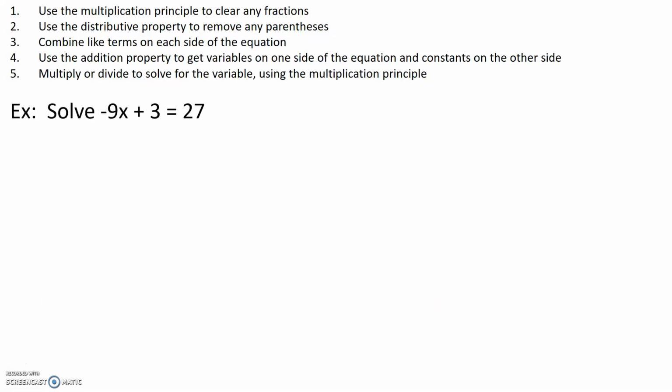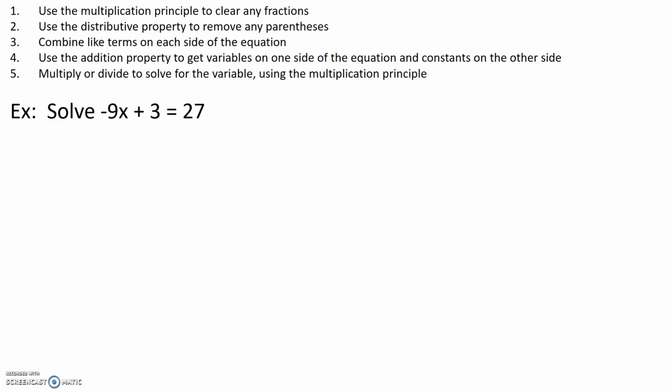Example 1. Let's solve negative 9x plus 3 equals 27. Let's go through each step. Step 1. Use the multiplication principle to clear any fractions. We don't have any fractions, so we're going to skip that step. Step 2. Use the distributive property to remove any parentheses. We don't have any parentheses, so there's nothing to distribute. Step 3. Combine like terms on each side of the equation. On the left side, we have negative 9x plus 3. On the right side, we have 27, so there's nothing to combine.